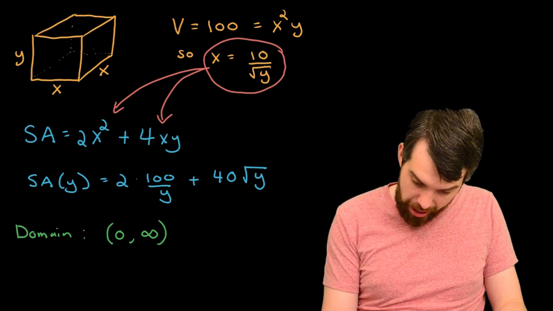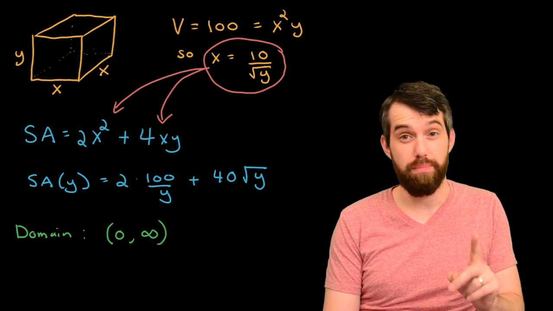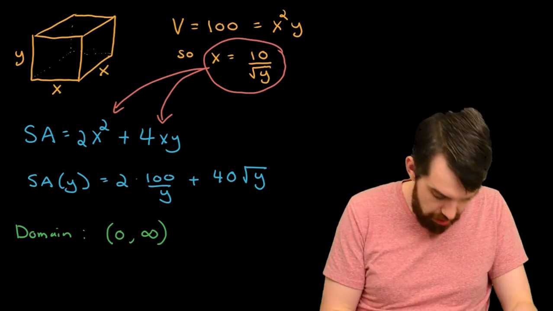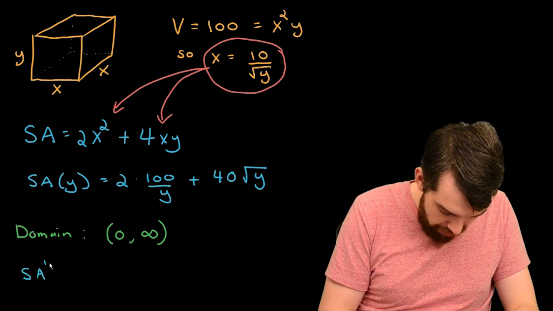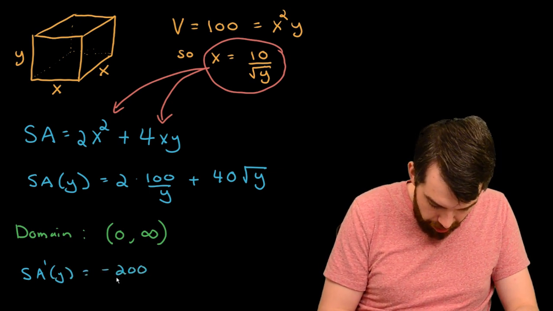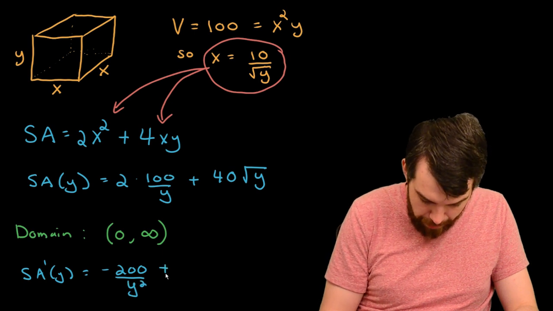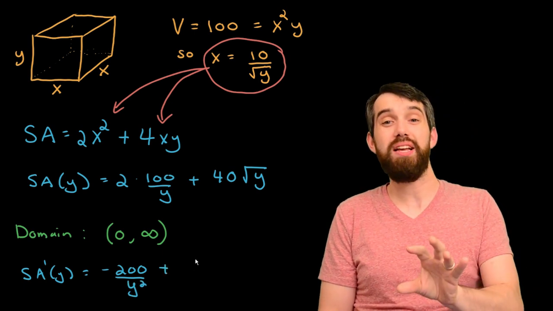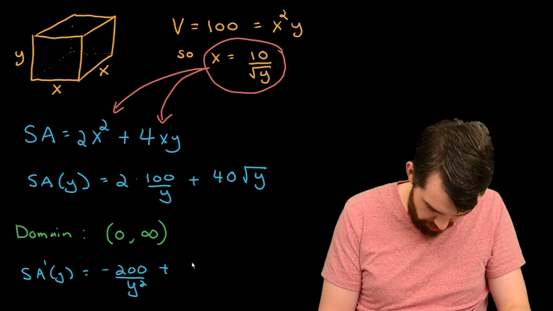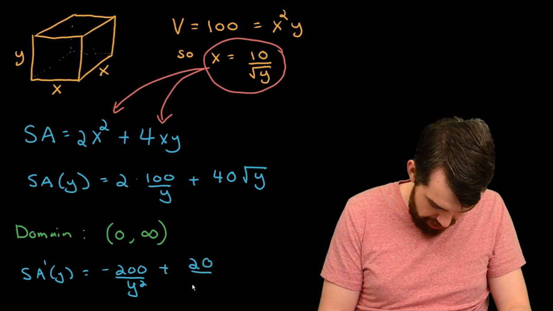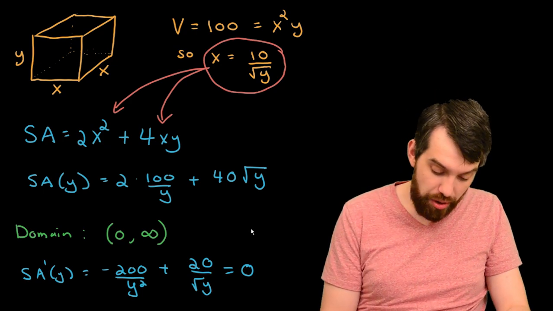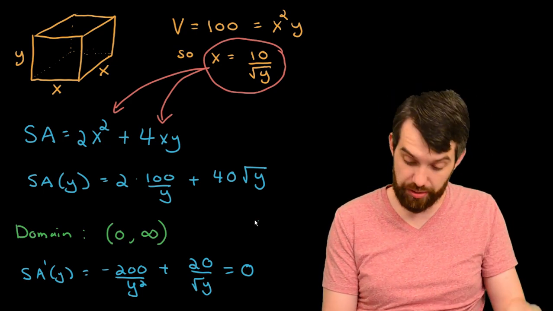Okay, moving right along. Now I want to differentiate with respect to y and set it equal to 0 to find all of my critical numbers. So, if I take the derivative of my surface area with respect to y, first term, this is going to be minus 200 all divided by y squared, plus the derivative of y to the power of 1/2, which is square root y, is 1/2 divided by square root y, so this is going to be equal to 20 divided by square root of y. And what we're interested in is to set this equal to 0. This is how I'm going to be able to find my critical numbers.